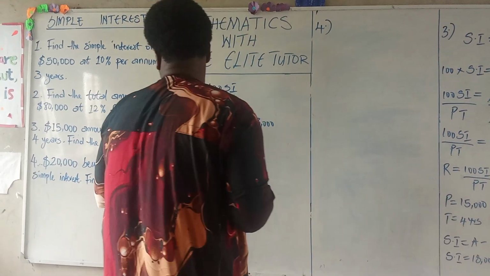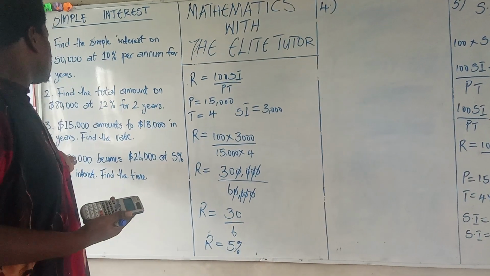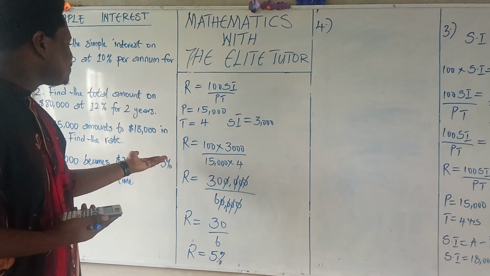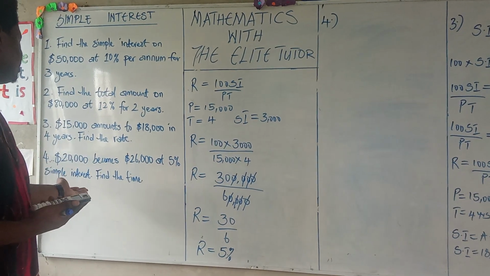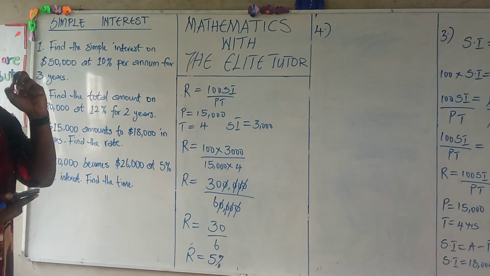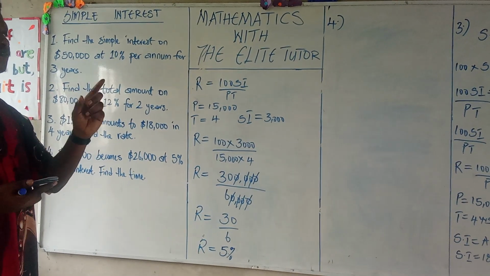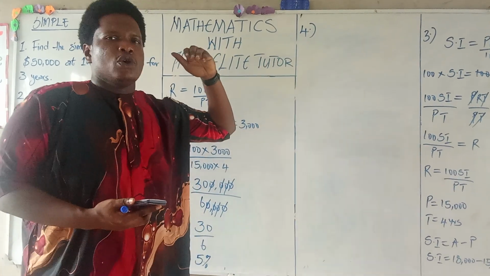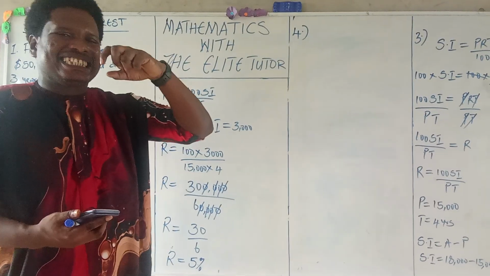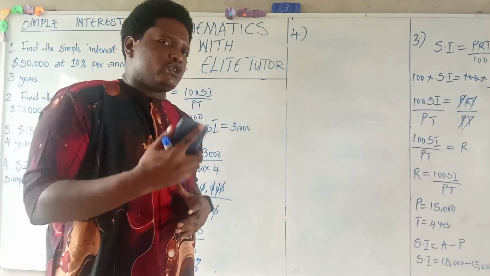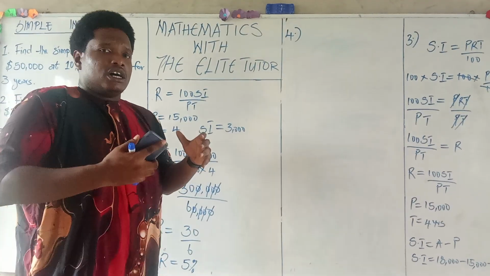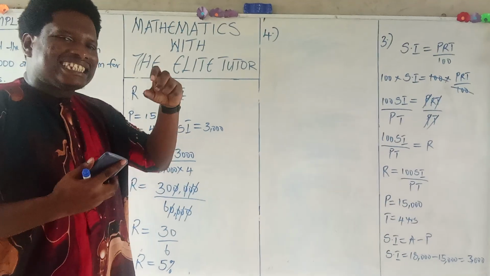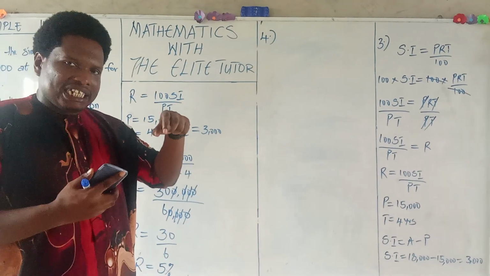We have question 4. Question 4 says $20,000 becomes $26,000 at 5% simple interest. Find the time. Now in this question we are looking for the time. Just like we did here, we are going to make time the subject. Like I told you, one of the things we aim to achieve in this video is also your ability to make a certain variable a subject.